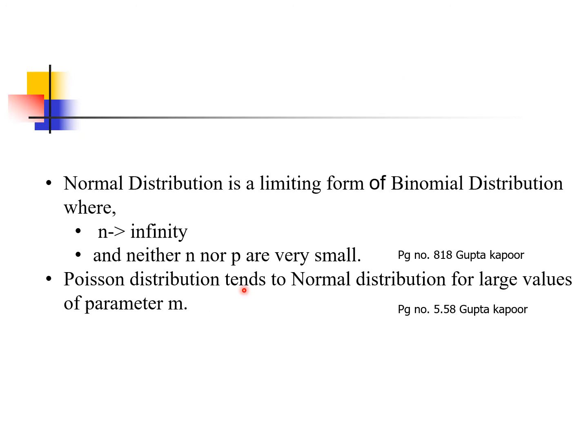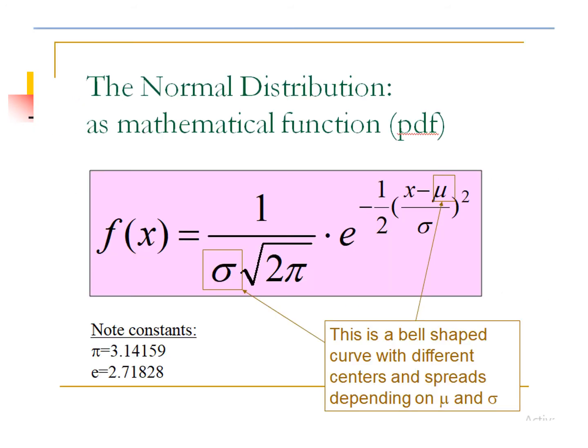The normal distribution is a limiting form of a binomial distribution where n tends to infinity and neither n nor p are small. The Poisson distribution tends to a normal distribution for large values of the parameter m. The normal distribution is described or characterized by two parameters, mu and sigma. Mu is the mean, sigma is the standard deviation.